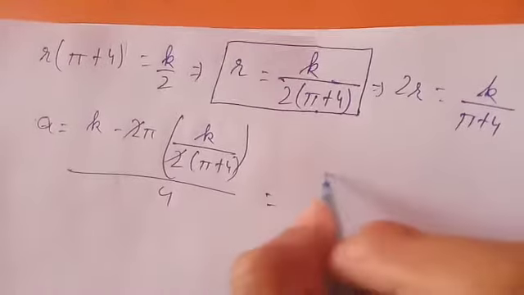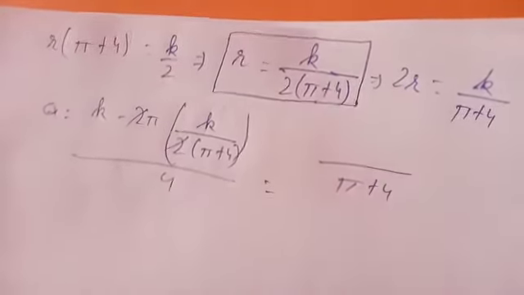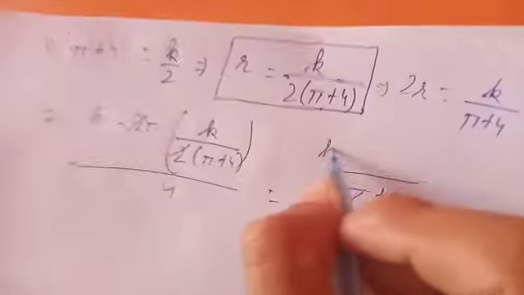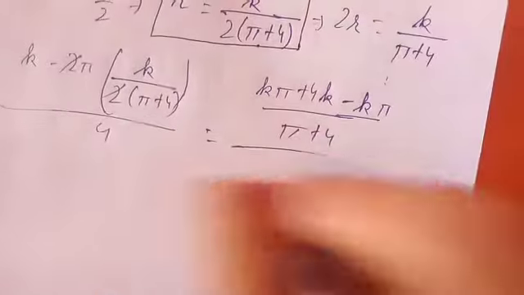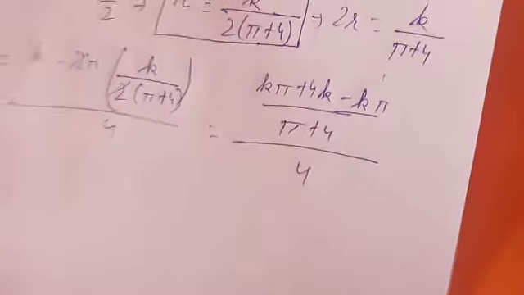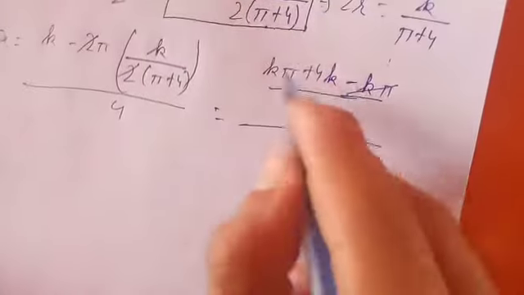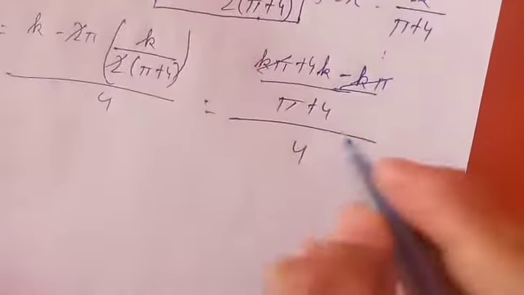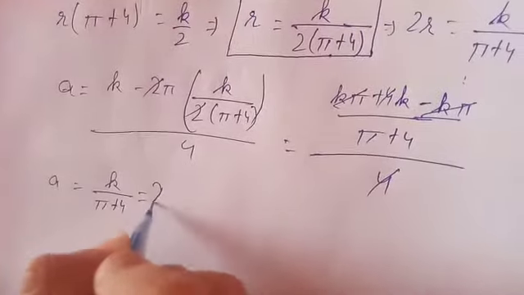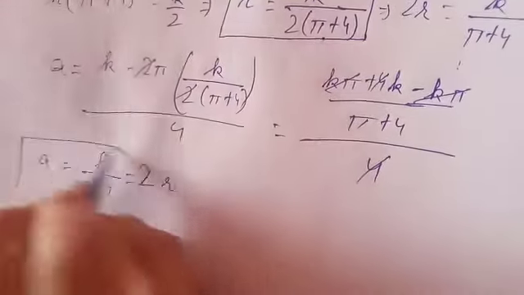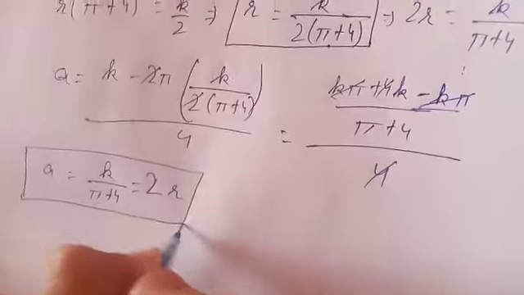So it will be pi by 4 as LCM. So it will be (k pi plus 4k minus k pi) whole divided by 4. So this k pi cancels this, and this 4 cancels this. So at last we got a equal to k by (pi plus 4), that is equal to 2r. This we have proved.